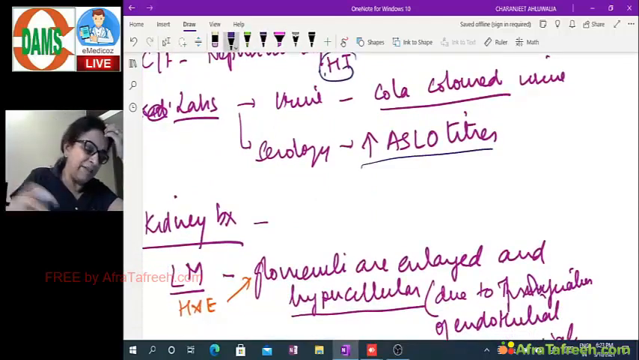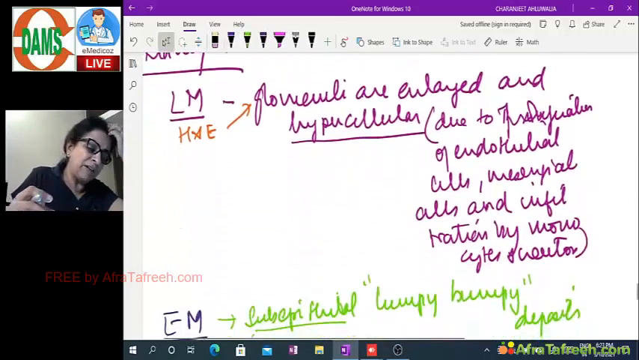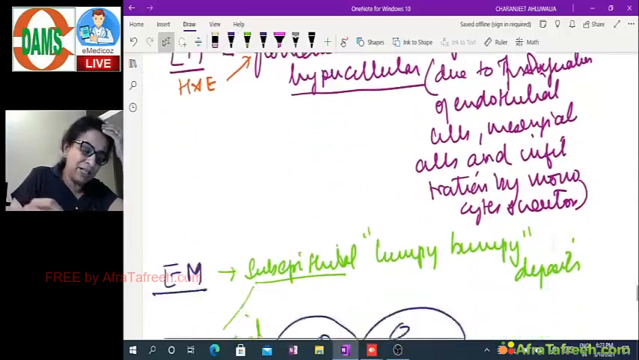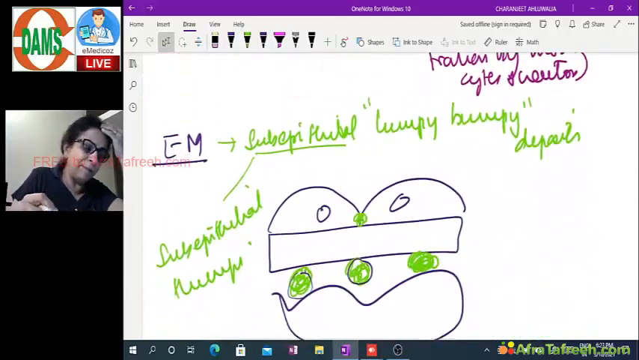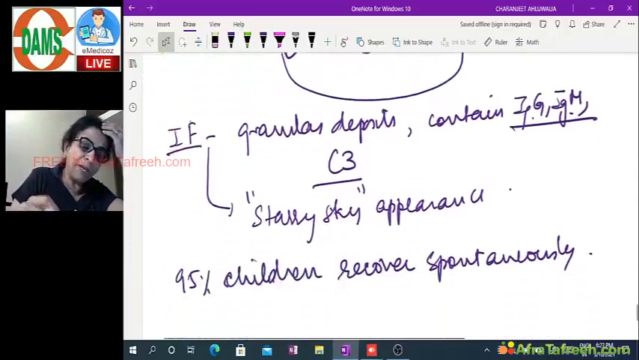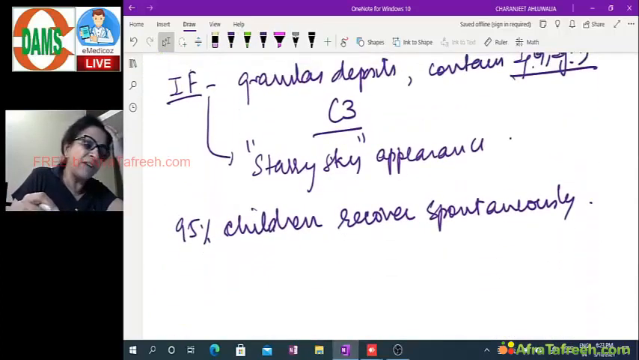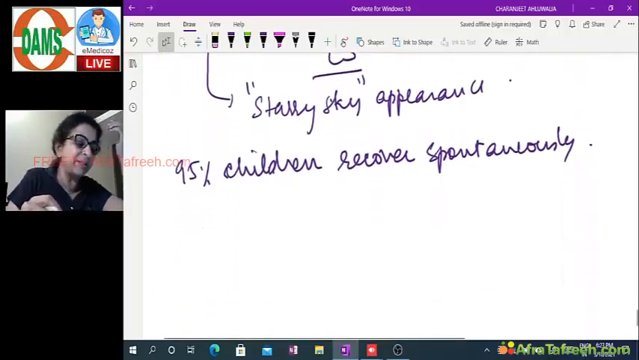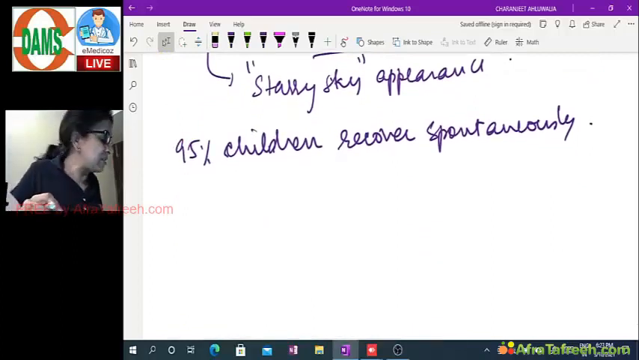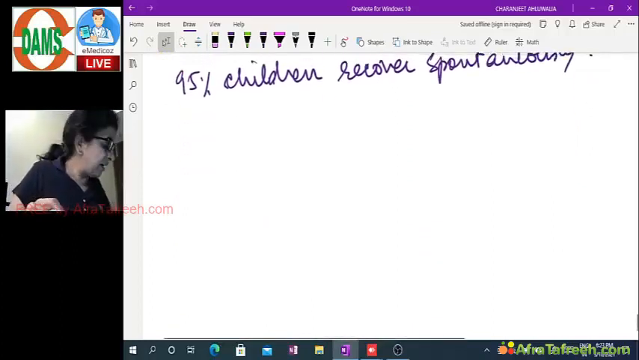ASLO titers are elevated. Kidney biopsy: the glomerulus is hypercellular. Enlarged and hypercellular subepithelial lumpy bumpy deposits are seen by electron microscopy. Immunofluorescence shows granular deposits composed of IgG, IgM and C3 complement component. So this is acute proliferative glomerulonephritis.